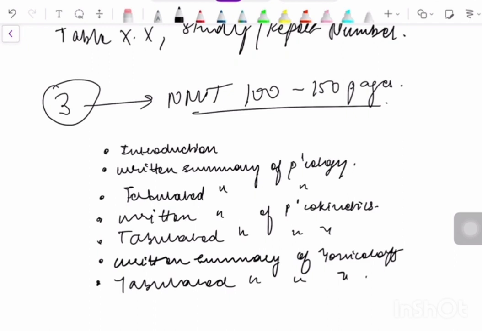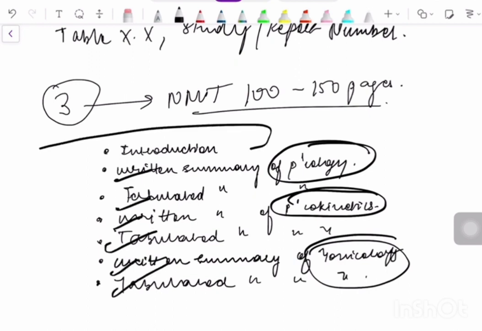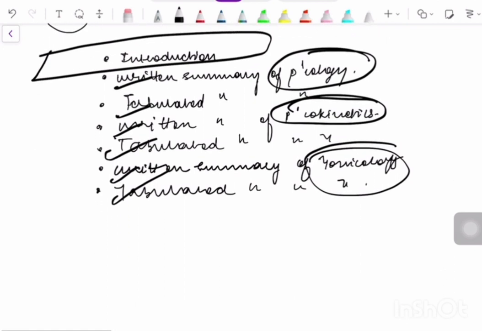So what are the three things? Pharmacology, pharmacokinetics and toxicology. Each has a written or tabulated summary, starting with the introduction. So this is your sequence of writing summaries. Then what would be the contents of it?